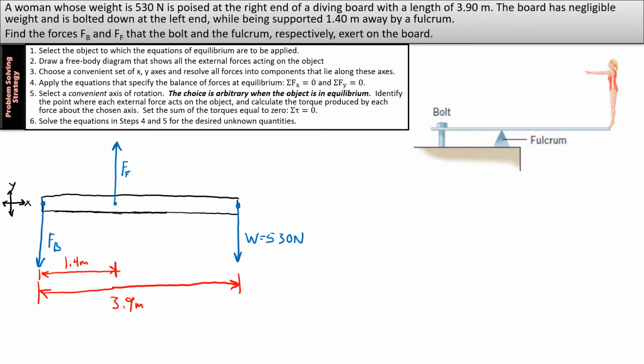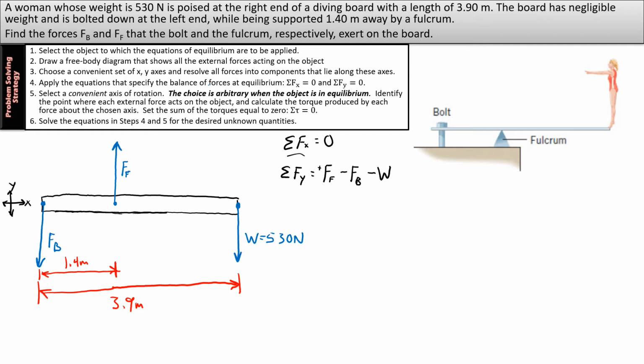Step 4, apply the equations that specify the balances of the forces at equilibrium. So in the x direction, the net force is 0, and there are no forces in the x direction. Nothing's pointing to the left or the right. In the y direction, what do we have? We have the force of friction. See, I knew I was going to do that. We have the fulcrum force pointing straight up, so I'll make that positive. And then the bolt force is pointing down in our diagram, and the weight is acting downward. Okay, cool.